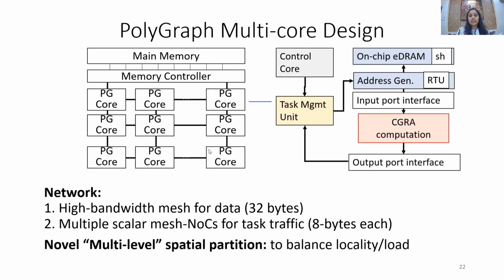Finally, in order to scale this single PolyGraph design, we connect it with a very efficient mesh network. This network includes a high bandwidth 32-byte network for accessing edge data and 3 scalar networks for the task data. We use these 8-byte networks for the task data because tasks are very fine-grained, and in order to achieve high throughput, we need multiple networks. We also propose a novel multi-level spatial partitioning policy to balance locality and load.